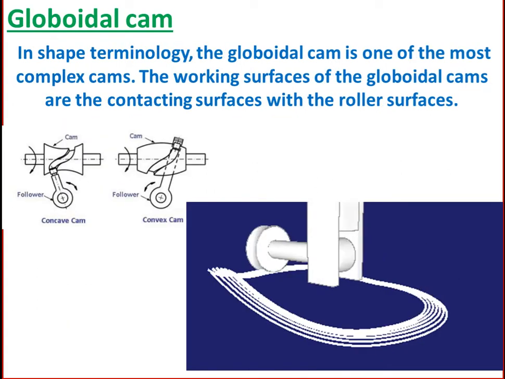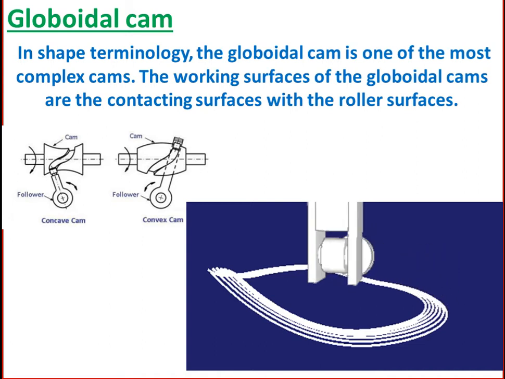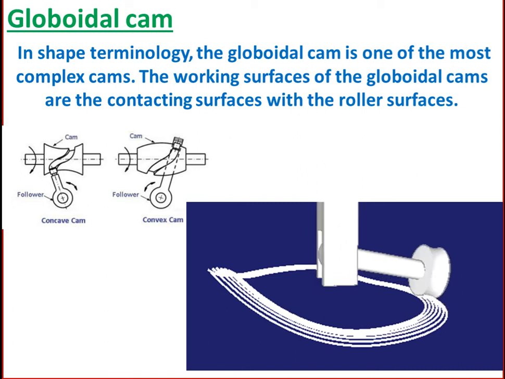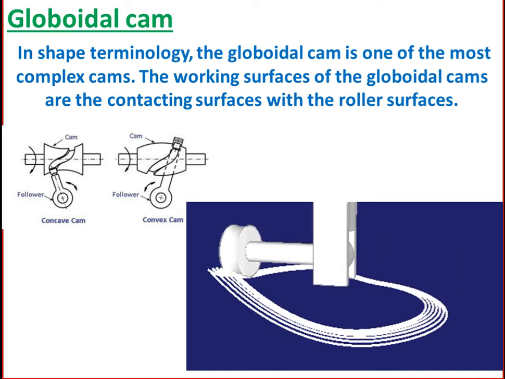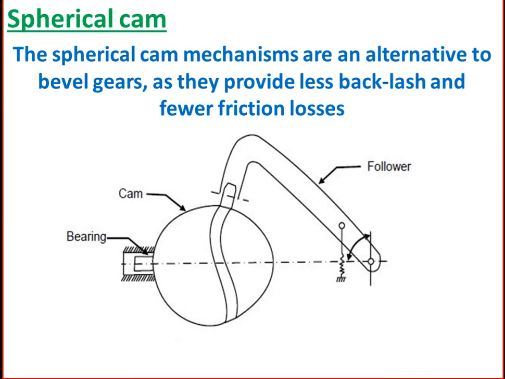Next is globoidal cam. In shape terminology, the globoidal cam is one of the most complex cams. The working surfaces of the globoidal cams are the contacting surfaces with the roller surface. Next is spherical cam. The spherical cam mechanisms are an alternative to bevel gears as they provide less backlash and less friction loss. So these are the types of cams.